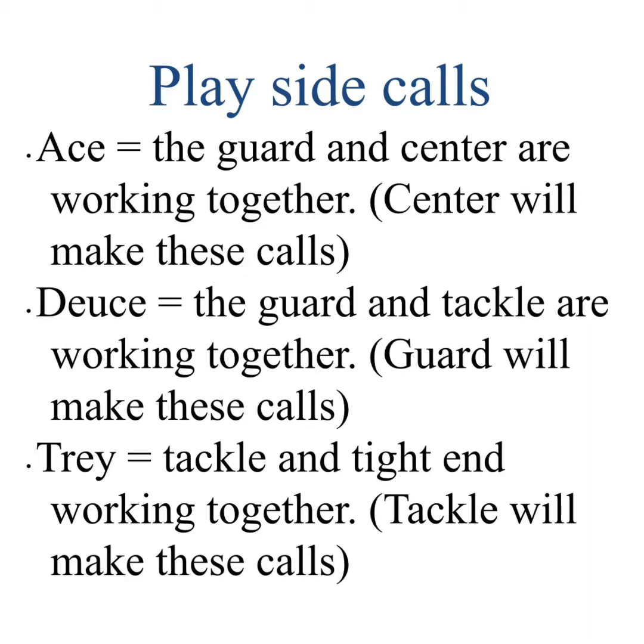So on the play side we have ace, which is the guard and center working together, a deuce, which is the guard and tackle working together, and a tray, which is the tackle and tight end working together. So these are combination calls that the offensive line would alert for run plays going toward the side of the ball where the ball is going.